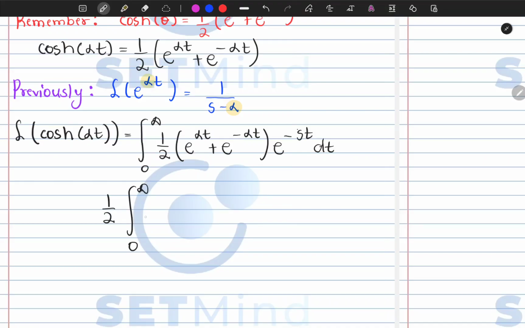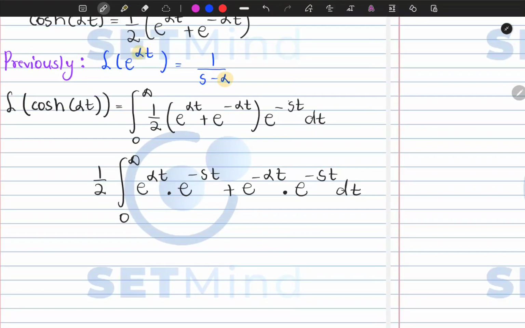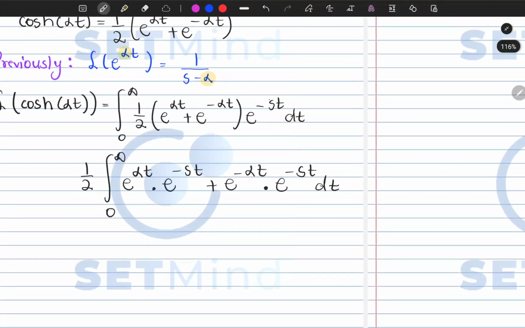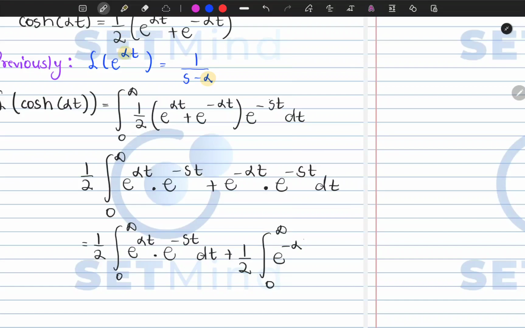Okay, so with this now I can pull out the half. When I pull out the half, if you look carefully at what I have, I have e alpha t multiplied by e negative st plus e negative alpha t multiplied by e negative st. So I can really attempt to be smart here by quickly using what we know, which I wrote in blue, which if you look carefully, if I have a half and I'm taking the integral from 0 to infinity of e alpha t multiplied by e negative st dt, I can separate even the other integral, and you'll see what I'm going to do. 0 to infinity e negative alpha t multiplied by e negative st dt.